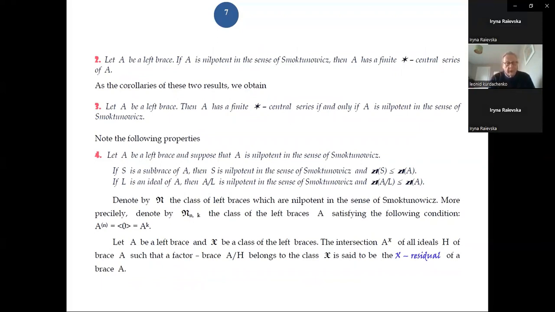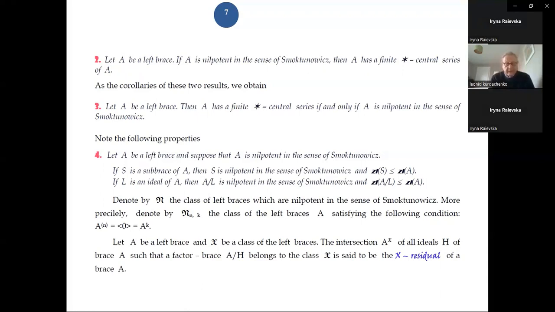So we obtain the characterization of the left braces which are nilpotent in the sense of Smoktunowicz, using the upper star central series, and now the following properties of such braces.